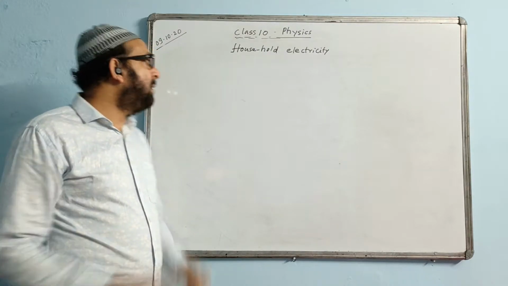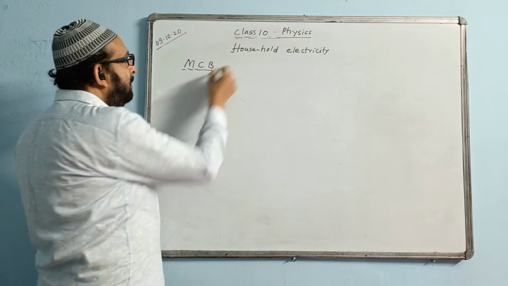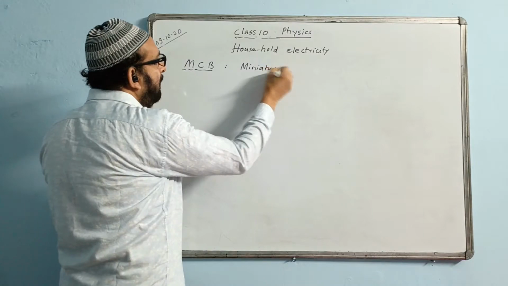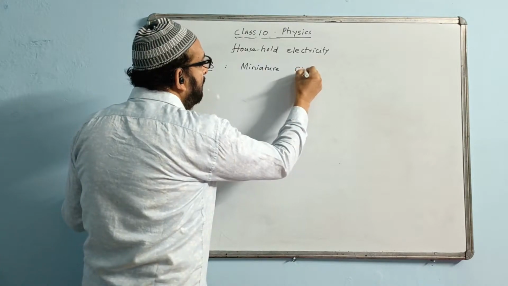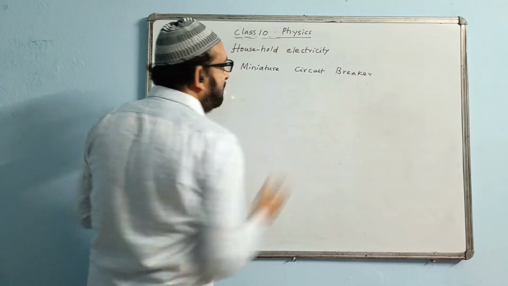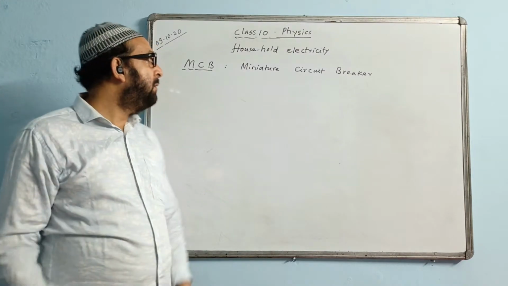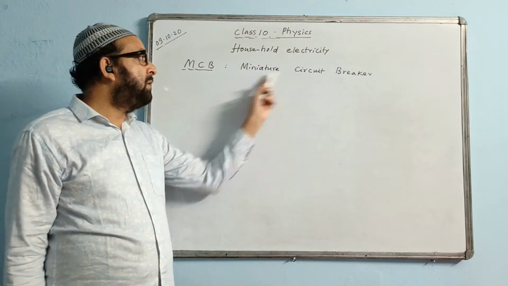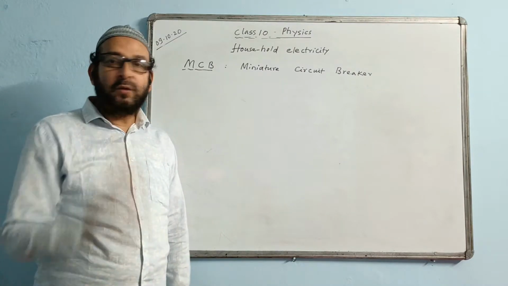Now today just learn about this one, MCB. MCB full form is miniature circuit breaker. If you don't know, please note it down and remember it. Nowadays, in the modern era, the fuse is replaced by the MCB, the miniature circuit breaker. It is more efficient than a fuse.